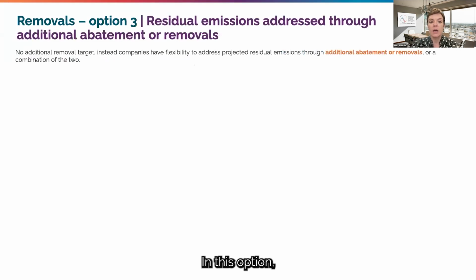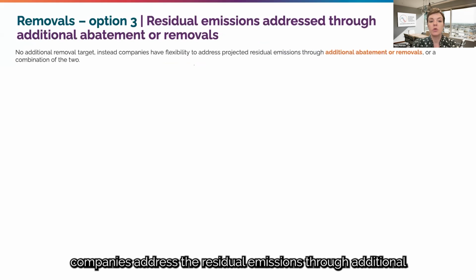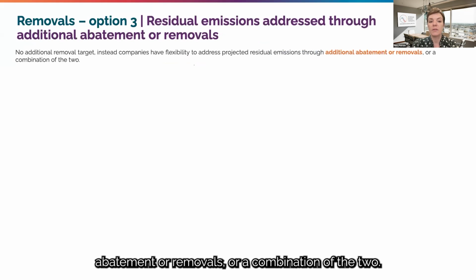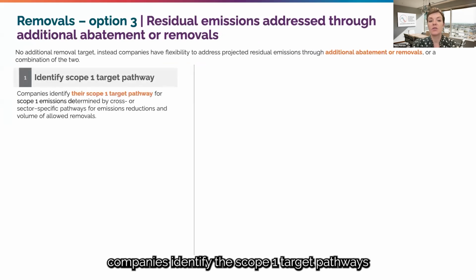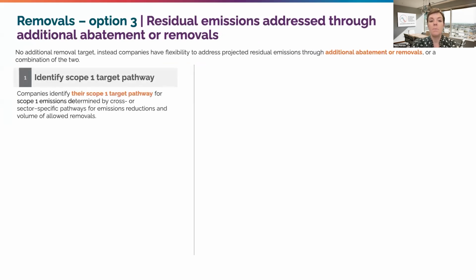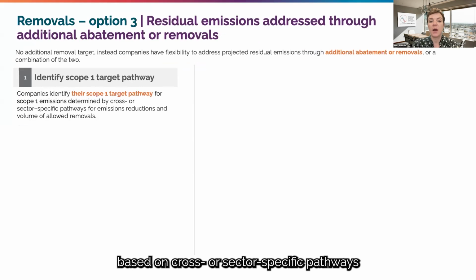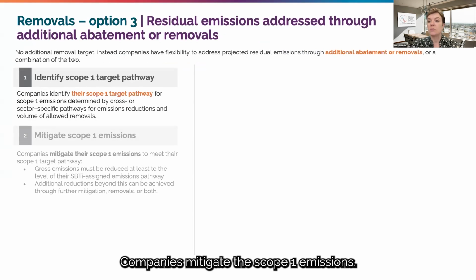In this option, companies address the residual emission through additional abatement or removals, or a combination of the two. In this case, the steps are as follows. Companies identify their scope 1 target pathways based on cross or sector-specific pathways and the volume of removal allowed as determined by the IRF. Companies mitigate their scope 1 emissions.